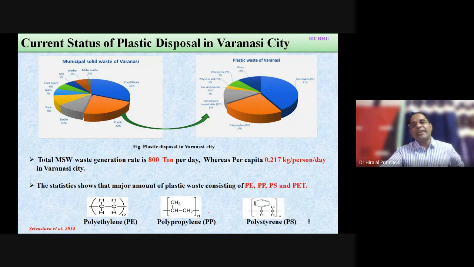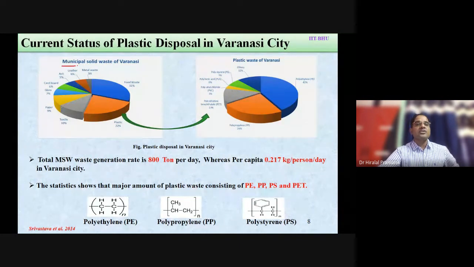As I am living in the city of Varanasi, I am much more concerned about my city and the status of plastic waste generation here. The analysis of municipal solid waste of Varanasi shows that plastic is 22%. There are various types of waste material: food waste 32%, textile 10%, and the rest paper, cardboard, glass, ash, leather, etc. But plastic is 22%.